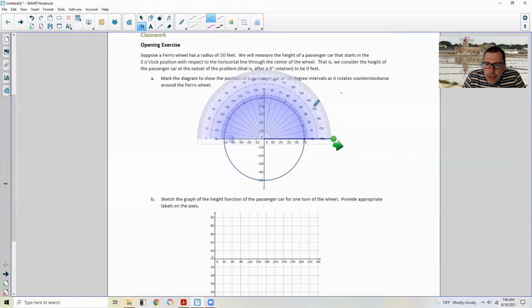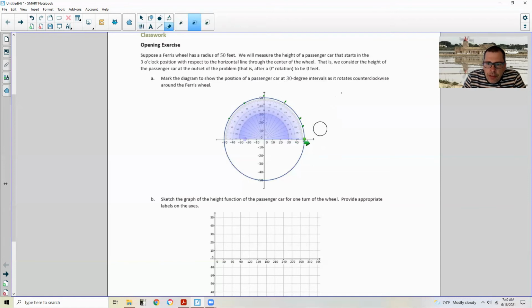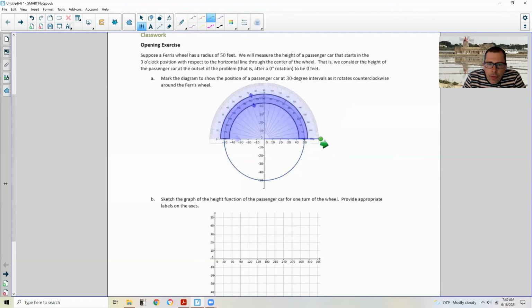30 degrees is right here. So I missed the 30. It's 10, 20, 30. So they're going in tens. So let me put a dot there. Let me erase this one. All right, so 30, 60, 90. Okay, and I want another 30, which would be 120. Okay, 120, 150. Shrink that down a little. 180.